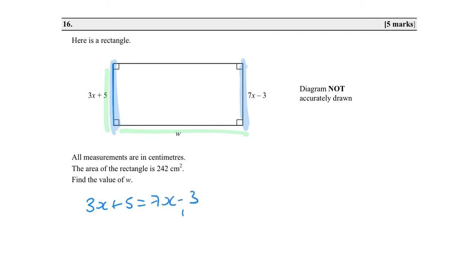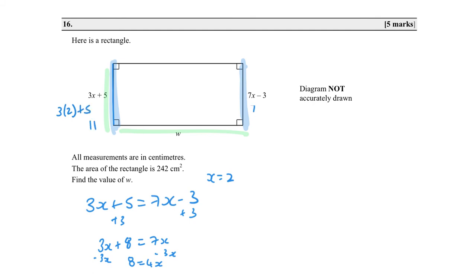So then if I add 3 to both sides, I get 3x plus 8 equals 7x. Take away 3x from both sides, get 8 equals 4x. Divide both sides by 4, x equals 2. Okay, so if x equals 2, 3 lots of 2 plus 5 is 11.